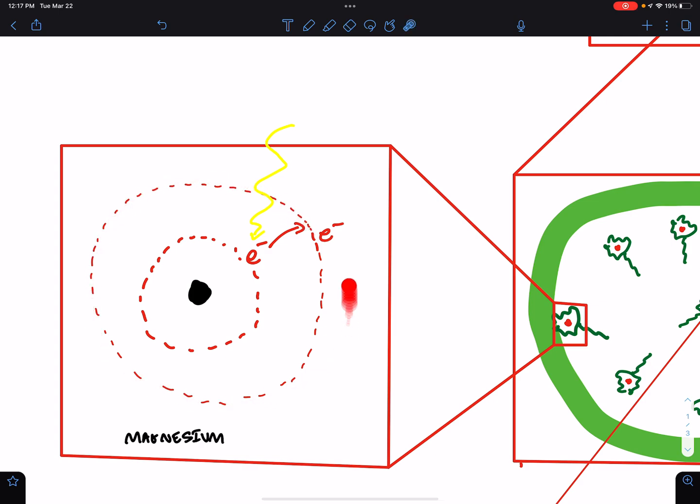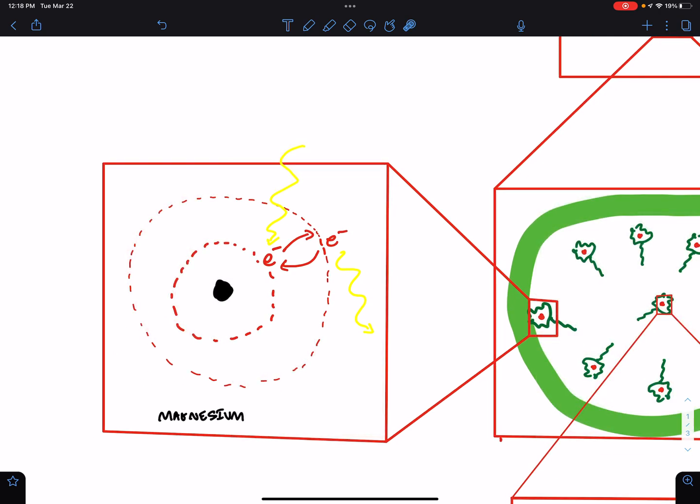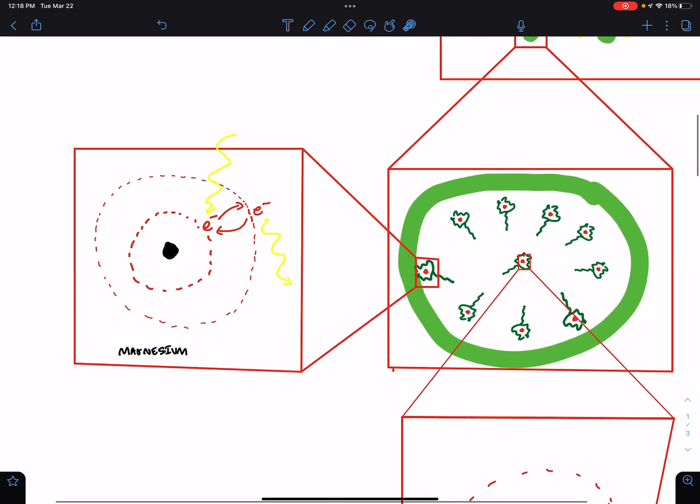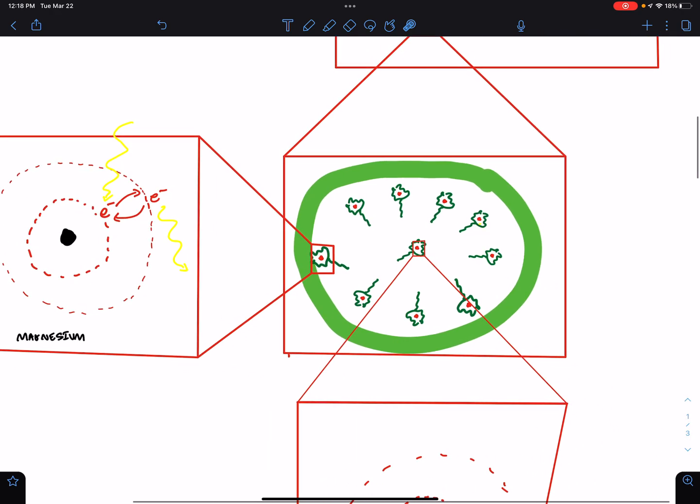It can stay at this energy level, at this higher orbital, or it can re-emit the same photon of light and drop back down to its original energy state. So this is what electrons do. They absorb photons, they hop up an energy state, they re-emit the same photon, and they drop back down in their energy state. Well, why is this important? It has to do with what's happening with these chlorophylls in the photosystem.